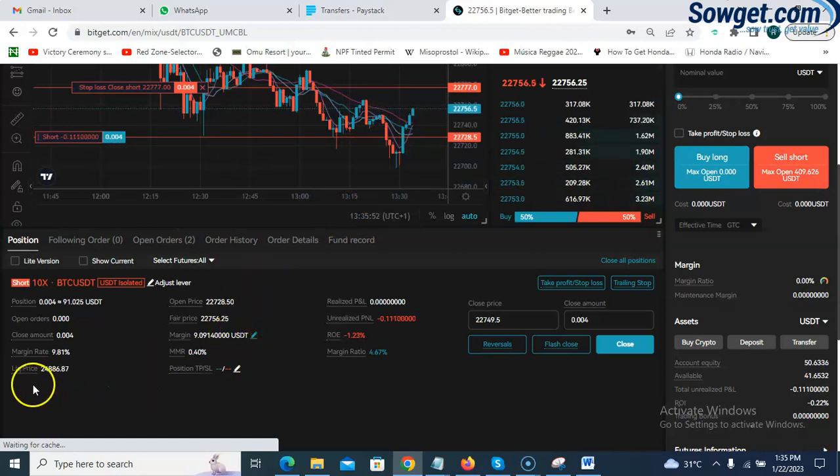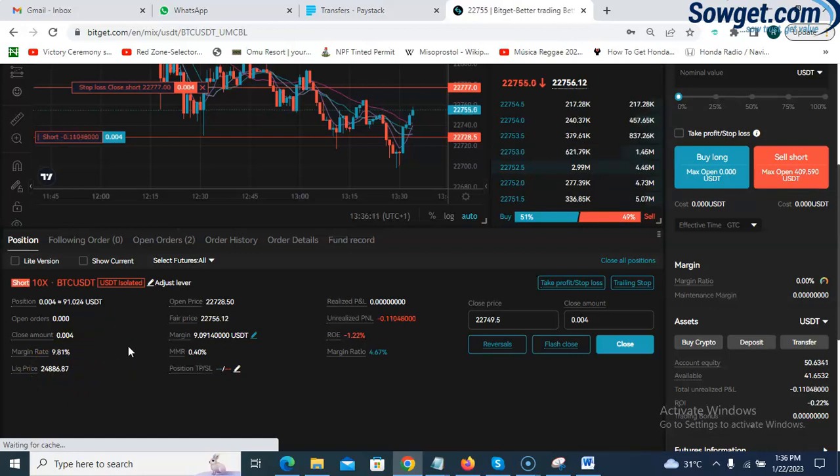Now look at this liquidation price. The liquidation price is 24,886. This is the price that if the market price should get to this 24,886, then your position will be closed. That means you lose all of your money.